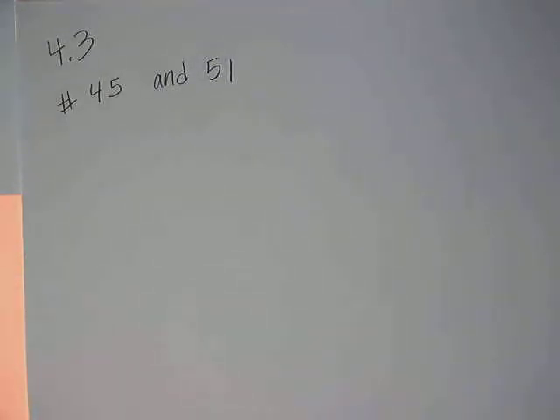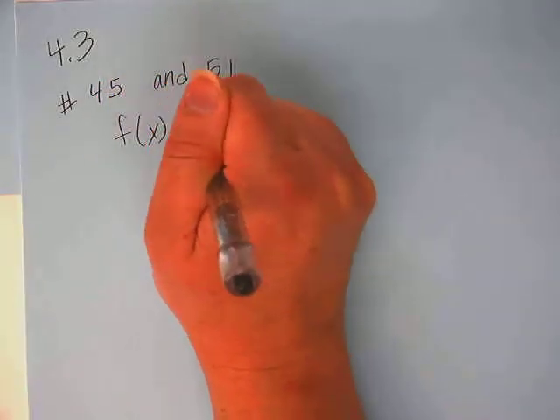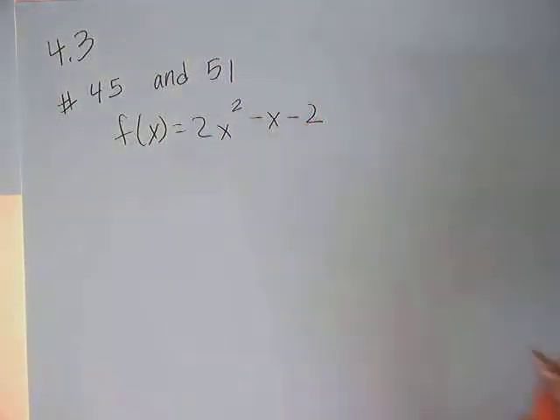For each quadratic function, determine whether the graph opens up or down, find its vertex, axis of symmetry, y-intercept, and x-intercepts, if any. Determine the domain and range, and determine where the function is increasing and where it is decreasing. Okay, so the function is f of x equals 2x squared minus x minus 2.